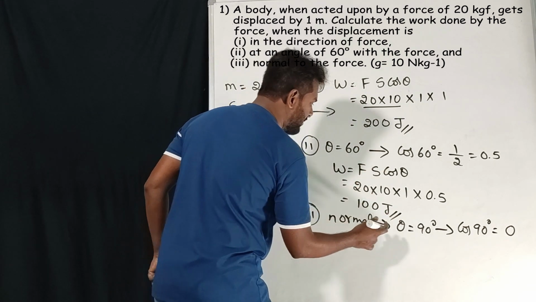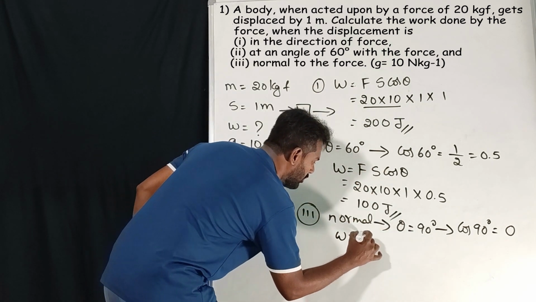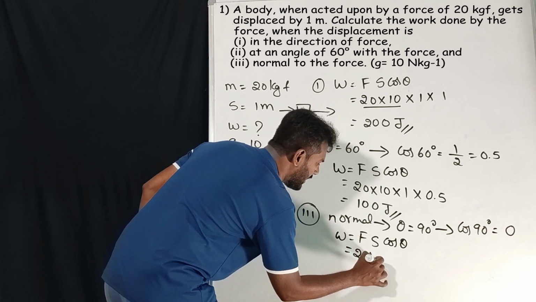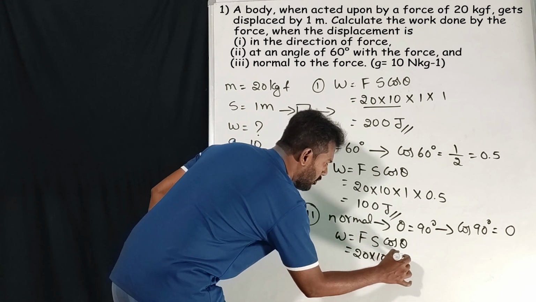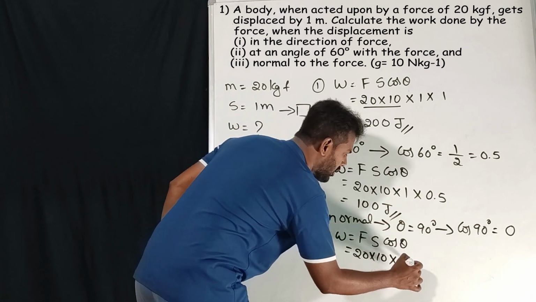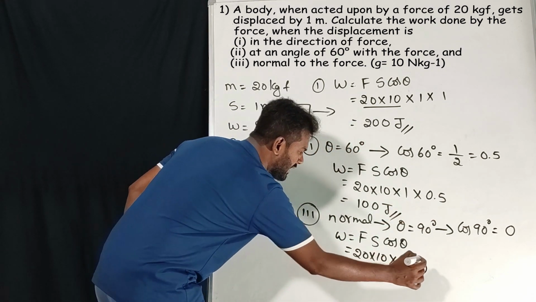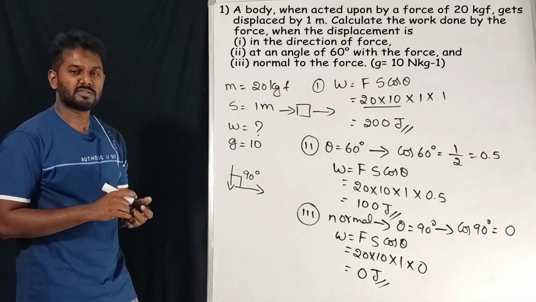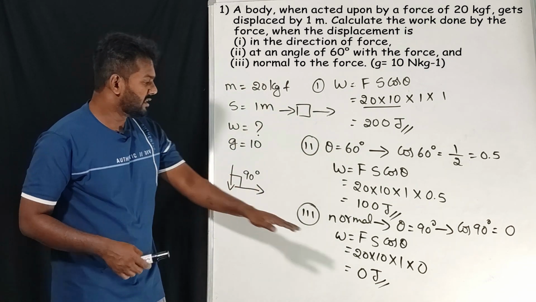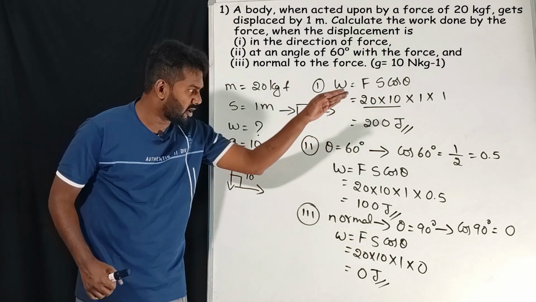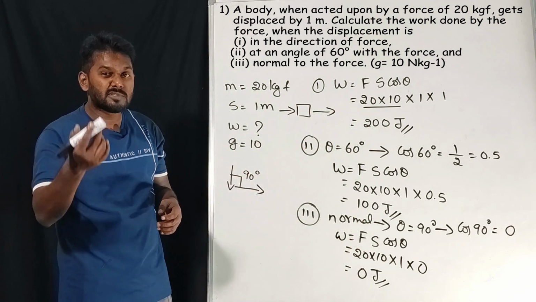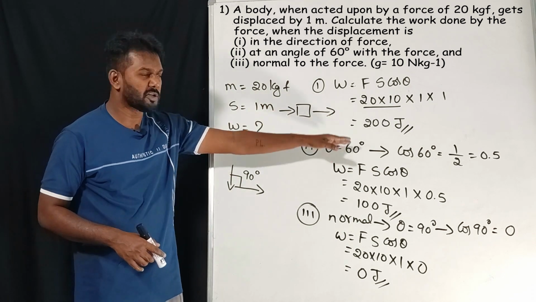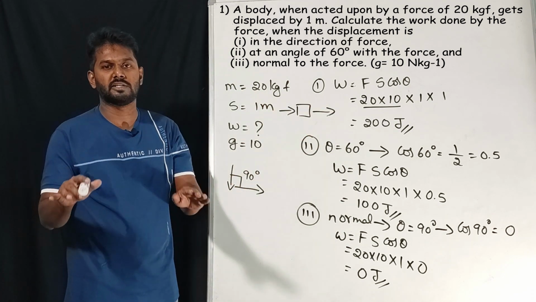In the same way we have to write the formula. W is equal to F s cos theta. F again, 20 into 10 into 1. What is cos 90? Cos 90 is equal to 0. Anything multiplied by 0 will be 0. In all the three cases we have found the work done. Instead of substituting this 20 into 10 in all the cases, we can find the force value in the beginning itself separately, so that we can substitute it in all the conditions.